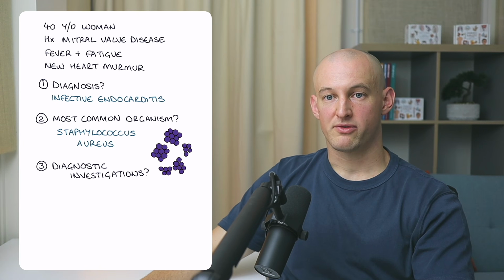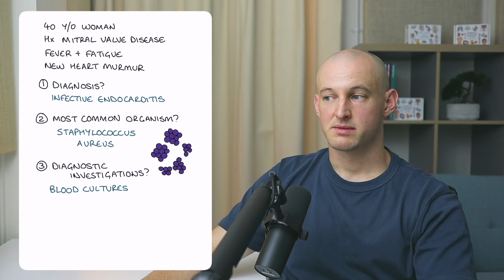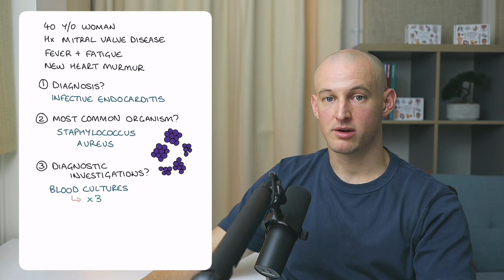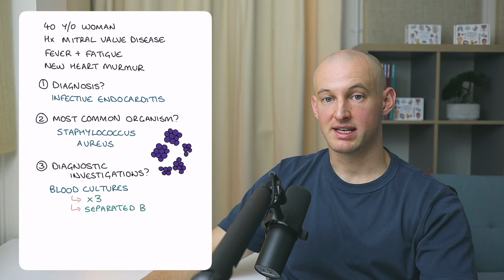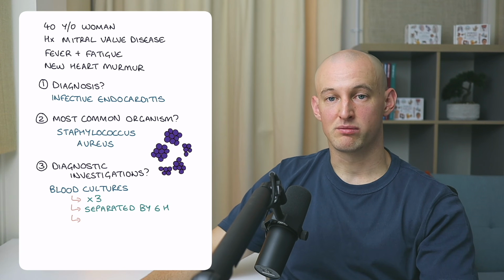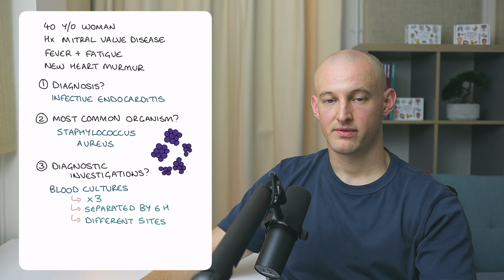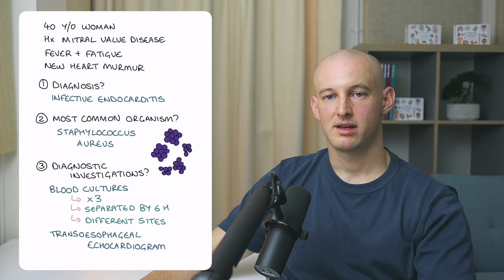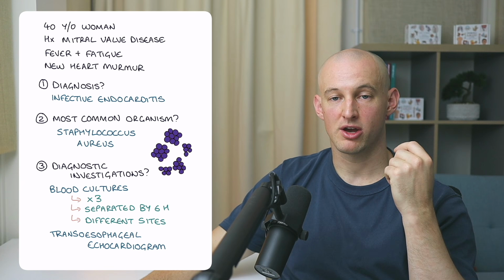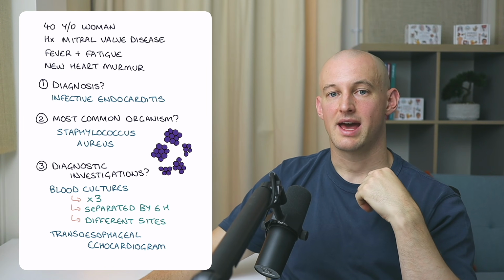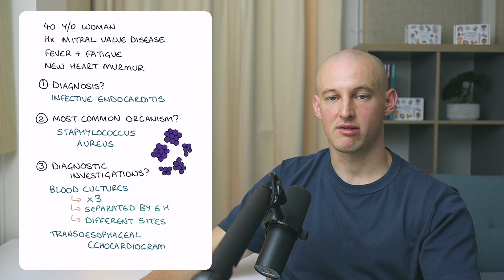So firstly, you're going to perform blood cultures, specifically 3 blood cultures separated by 6 hours, taken from different sites of the body. And the second investigation is a transesophageal echocardiogram. So actually putting the probe down into the esophagus and taking an echocardiogram from there to get a perfect picture of the heart.